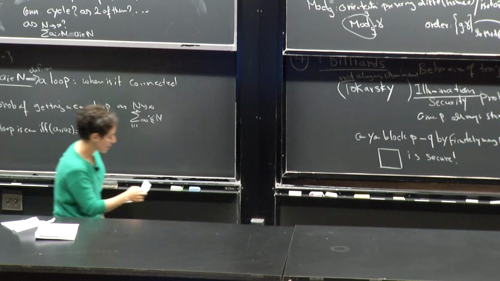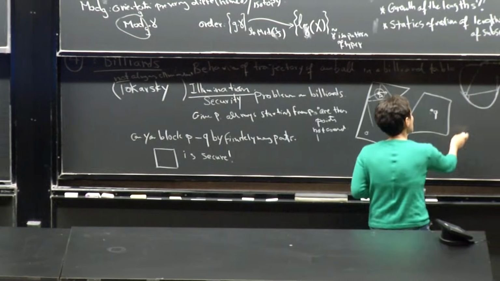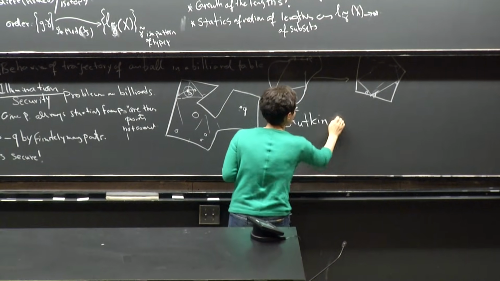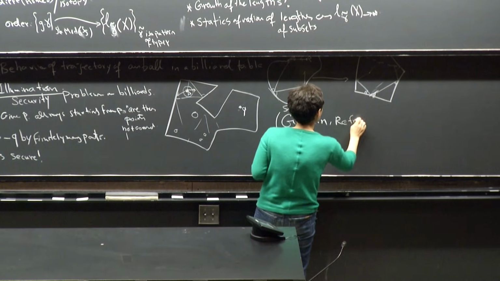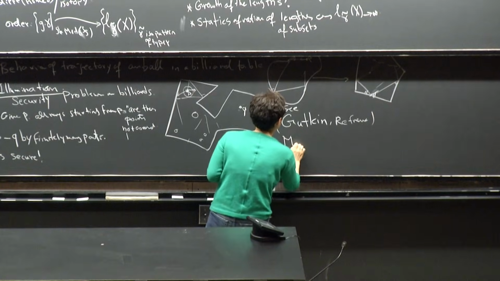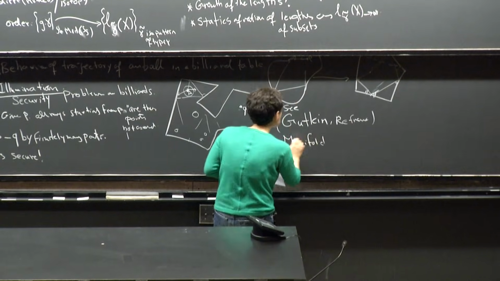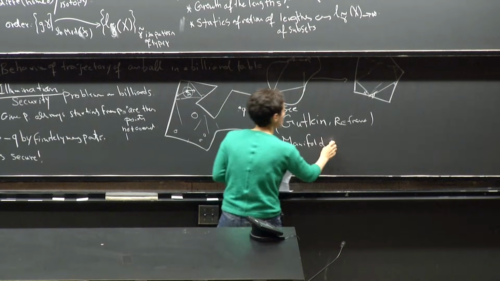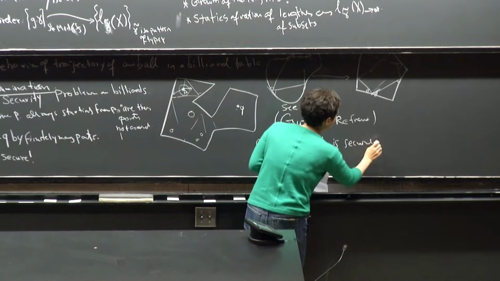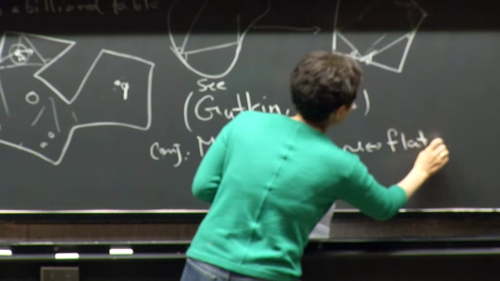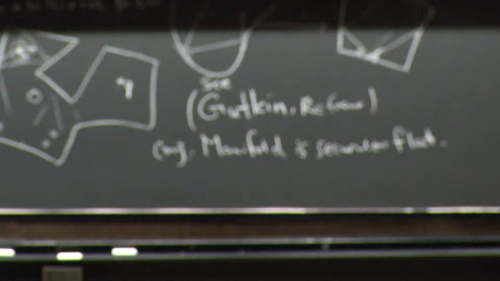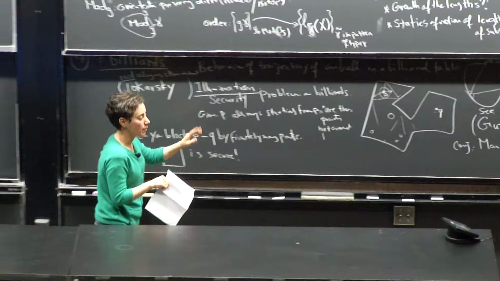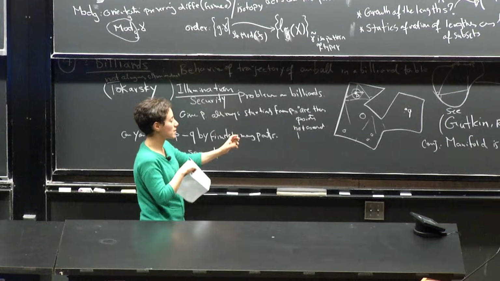So there is actually a lot of work in this area. Maybe I'll just refer to Otkin as a reference. The conjecture is that a Riemannian manifold, and I'm not convinced that it's true, is secure if and only if it's flat. I think it's known that if it's flat, then it's secure, and there are lots of examples where this happens.